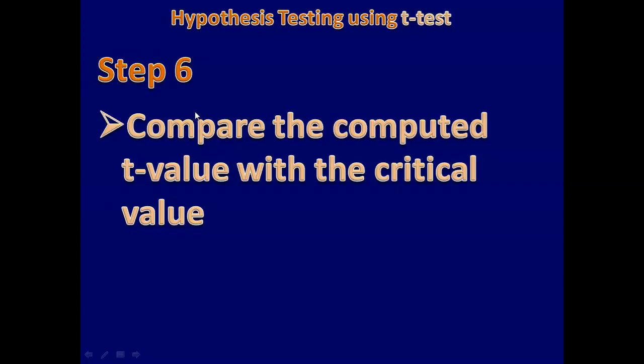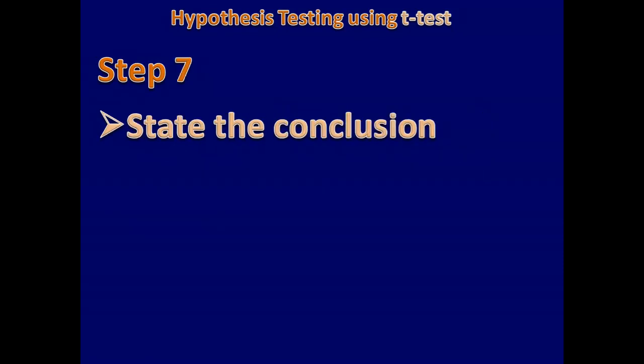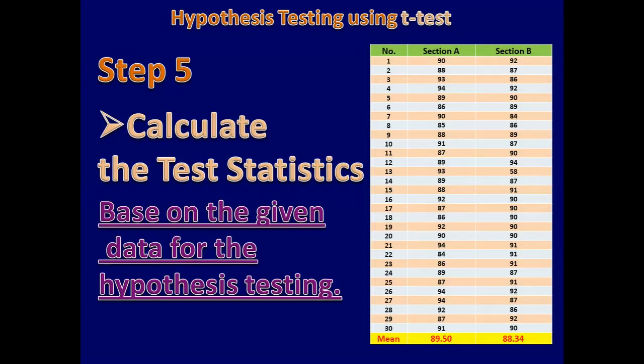Okay, so now we will go to step 6 before we calculate, to complete the steps. Step 6: we need to compare the computed value of t with the critical value as we mentioned a while ago. Then step number 7, we will state our conclusion. So now we have completed the simple 7 steps in the t-test. We will now go to calculation.